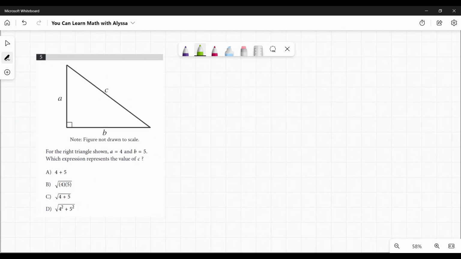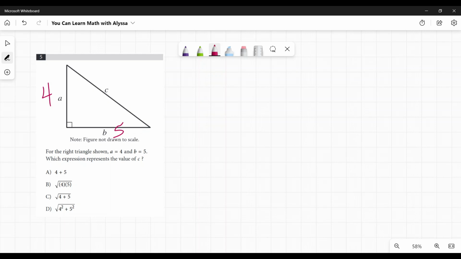Okay, number 5. Note, figure not drawn to scale. They do this to prevent you from trying to measure and guess and say, oh, let me see how long. If A is 4 and B is 5, because that's what they're telling us here, then how long does C look to be? So if it's not drawn to scale, don't trust anything you're seeing as far as being accurate measurements. For the right triangle shown, A equals 4. I'm going to write that on my triangle. And B equals 5. Which expression represents the value of C?